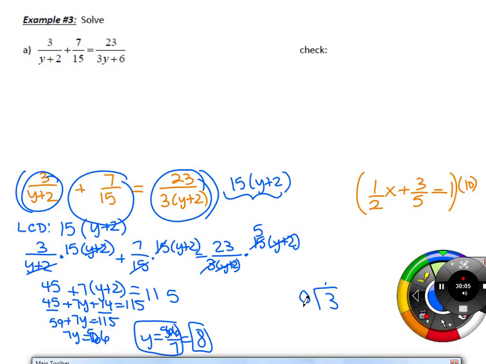So the only thing you guys have to watch out for is check at the end that your answer is not the same number that would make this undefined, because that won't work. Okay? So is 8 the number that would make this undefined? No. So is 8 a good solution? Yes. Okay? So my solution is that y equals 8.